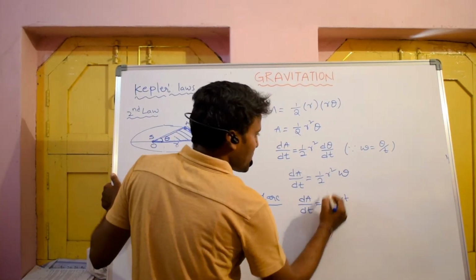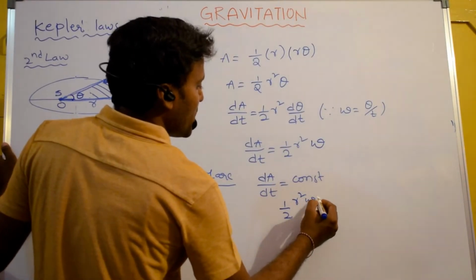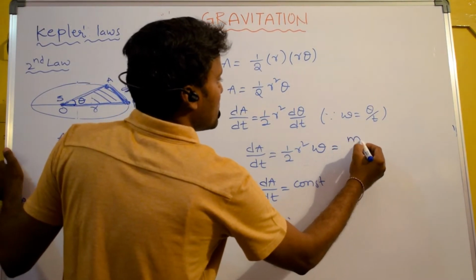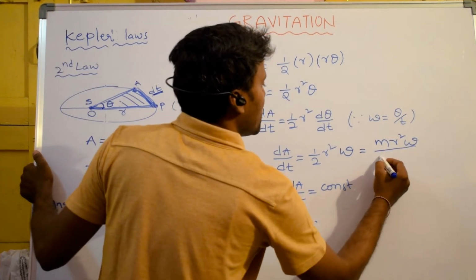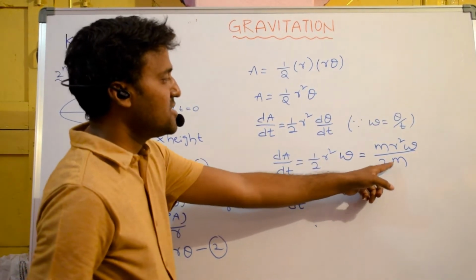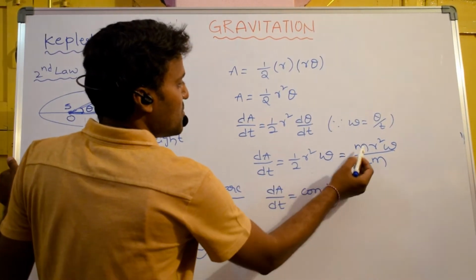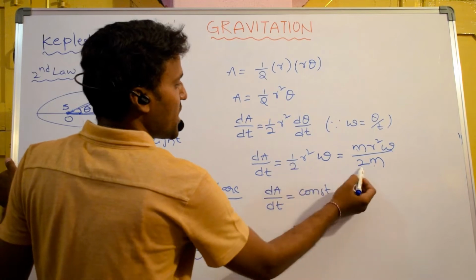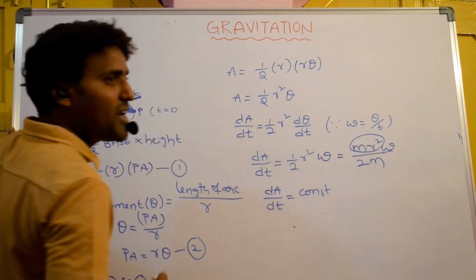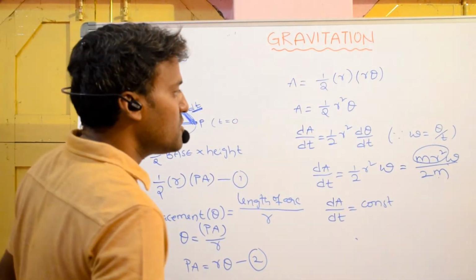In this definition, I am writing here only half r square omega. Otherwise, here I will write m r square omega divided by 2m. I multiplied and divided this equation with the mass. Here m is multiplied and divided, the 2 is as usual, r square omega also as usual. m r square is nothing but the moment of inertia formula.